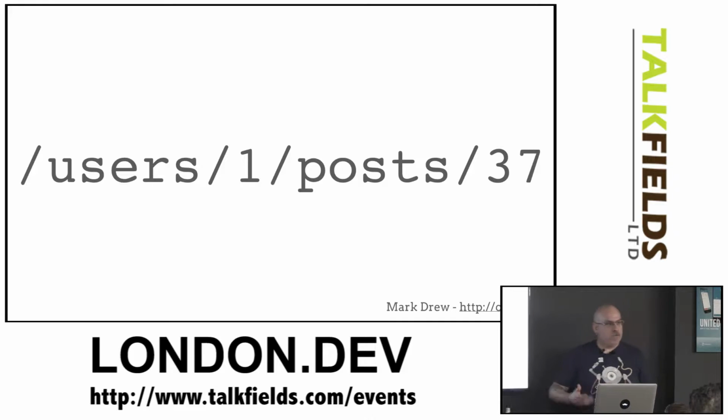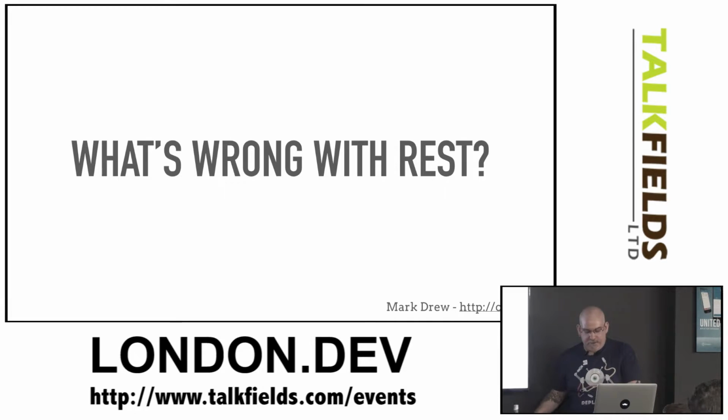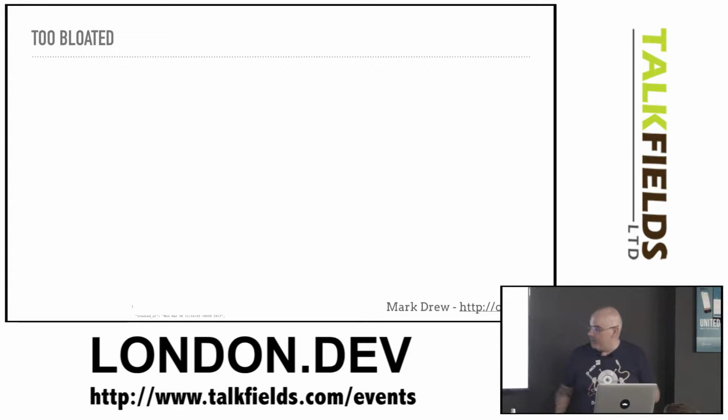Well, that's all well and good. That's a way forward. It's much better than SOAP, right? But what are the problems with this? Well, first off, it's too bloated. Let's take an example. I want to get a 140-character tweet. Has anyone used the Twitter API? It's one of the first APIs that were really around, right?